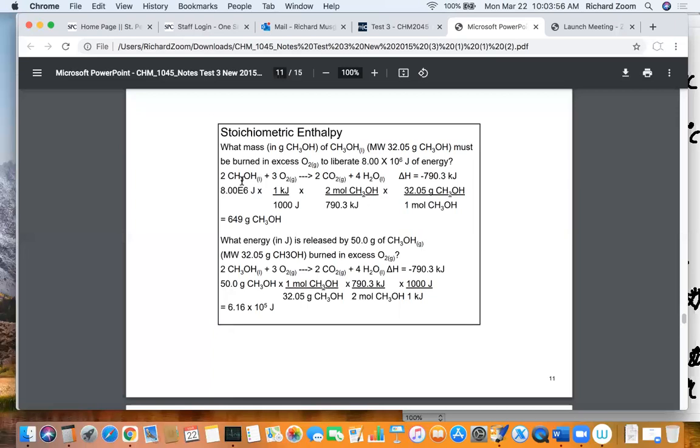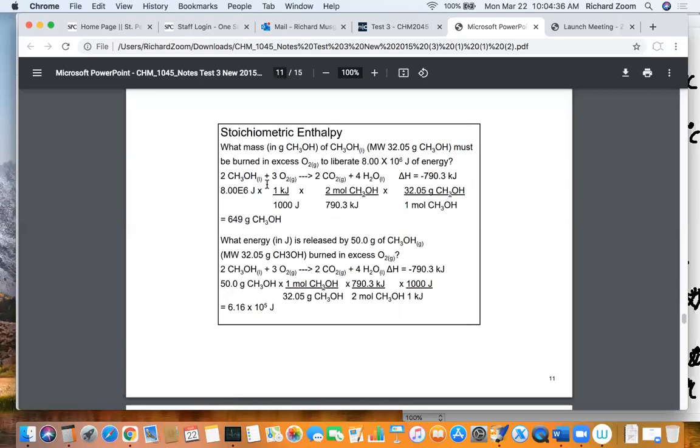So what we're looking at here is what mass in grams of methanol must be burned in excess O2 to liberate a certain amount of energy. We know how much energy 2 moles of methanol will generate, and it will be 790.3 kilojoules. So this just involves a bit of dimensional analysis. We start out with 8.00 times 10 to the 6 joules of energy, which I've written here as 8.00 E6 joules. I convert that to kilojoules because my delta H is in kilojoules. So that's the first thing.